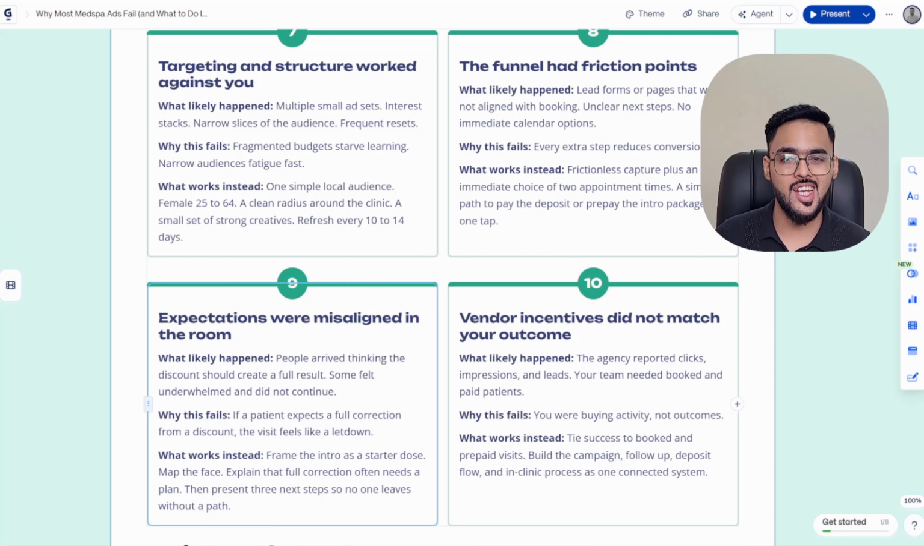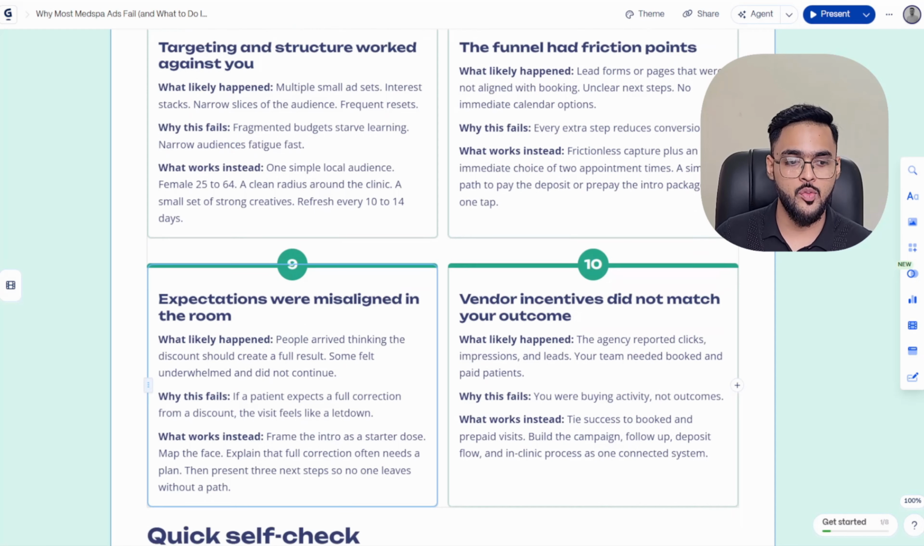The fix is framing it clearly as a starter. For example, with our clients, we ask them to say something like, this package is a first step, 10 units to help you test the waters, and most people who want the full correction usually need 40 to 50 units. That way, instead of feeling disappointed, patients understand that they're starting a journey and they leave educated and open to the next step instead of walking away.